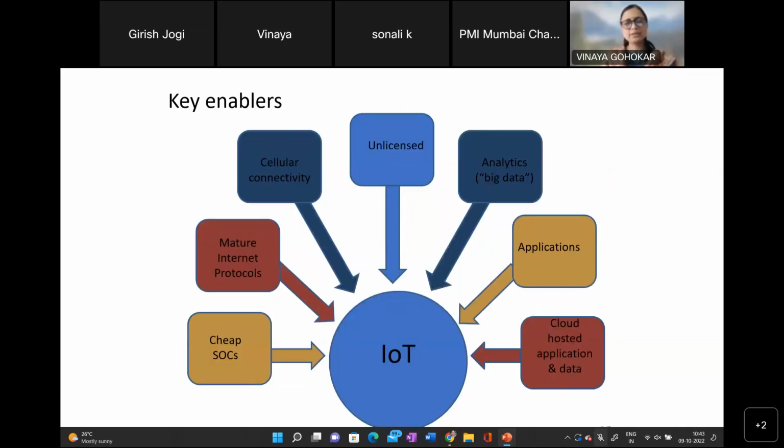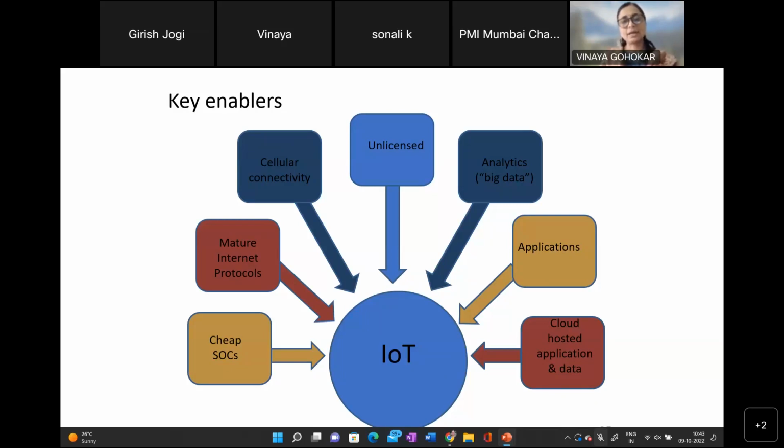So key enablers in the field of IoT are the chip silicon SoCs, or we can say the chips which are used for development of the IoT prototypes, the mature internet protocols, and the cellular connectivity. Earlier, the connectivity was for the use of people. Now, taking into consideration the traffic on the IoT connectivity, there are n number of protocols coming into picture, which are going to help you to solve the problem.